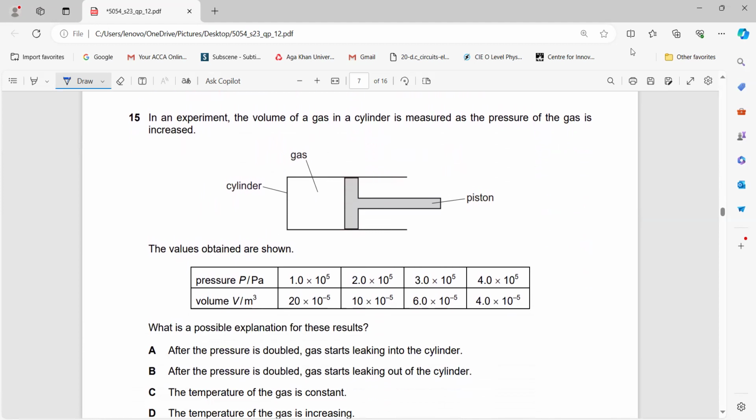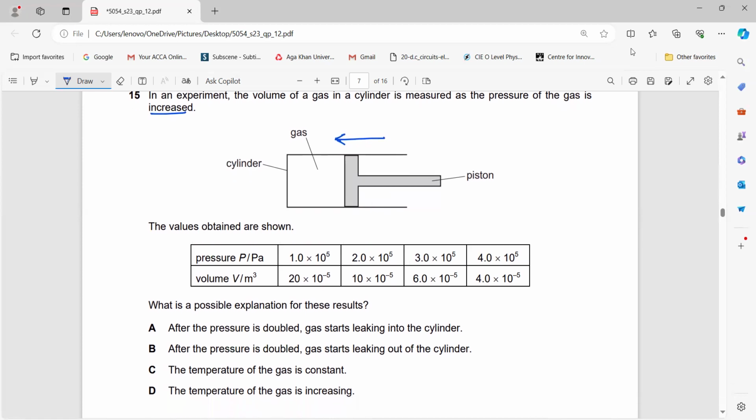Now, in an experiment, the volume of a gas, volume is the space occupied by a state of matter, in a cylinder is measured as the pressure of the gas is increased. If the pressure is increasing, you need to understand that the piston will be pushed to the left. Why? Because the space that you have is going to reduce. You will have more molecules per unit area, right?